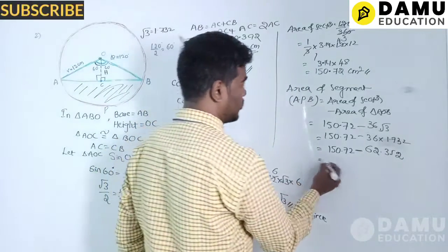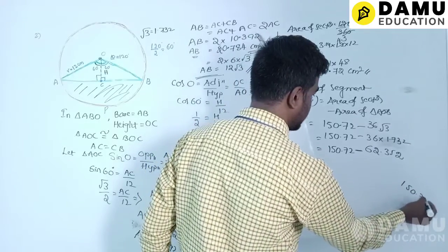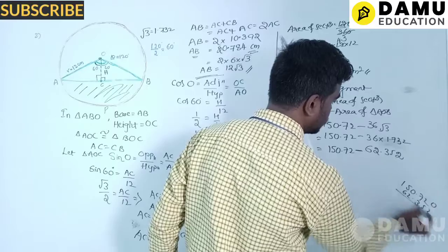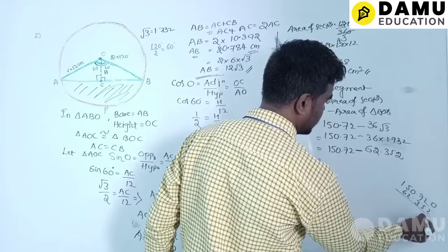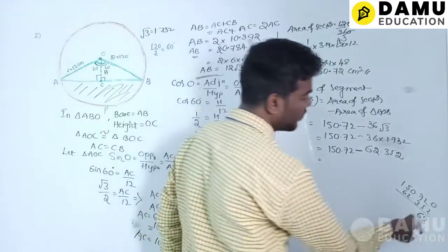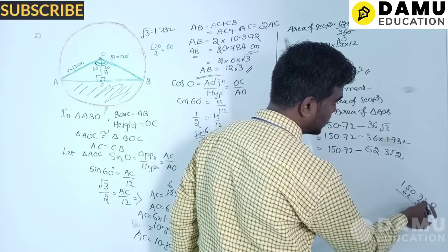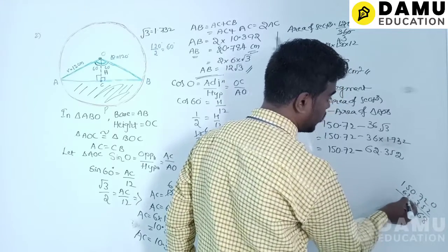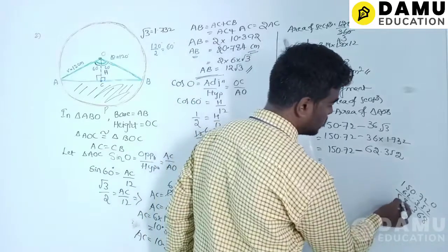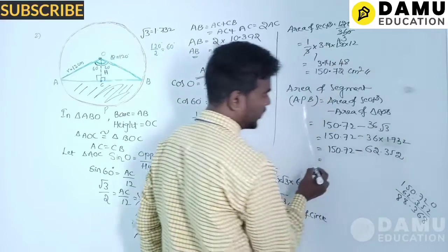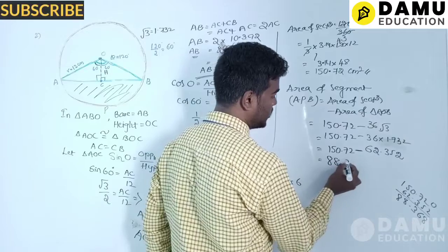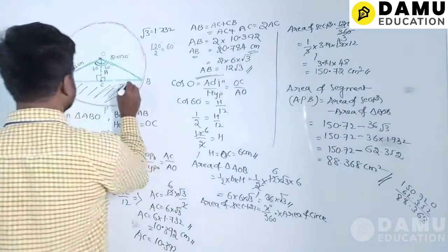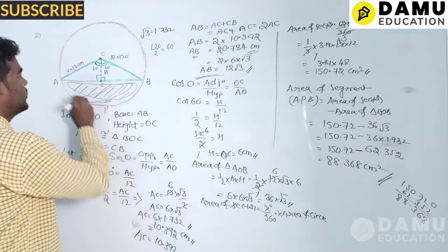Now we are going to calculate 150.72 minus 62.352. Here 8, here 11 minus 5 is 6. Again 6 minus 3, that's 8, and 14 minus 6 is 8. So what value we are getting here is 88.368 centimeter square. This is the area of this minor segment.